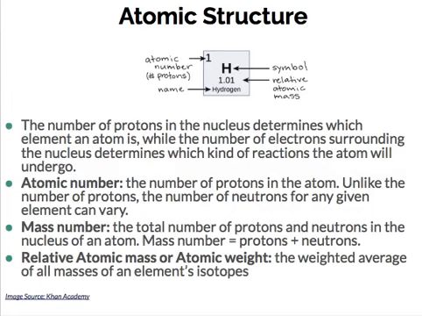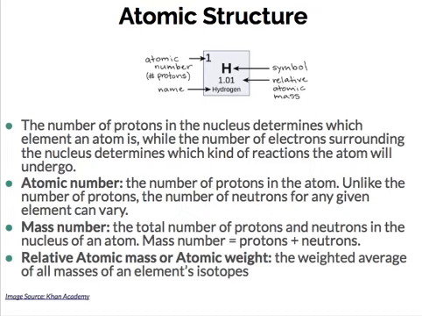So, as mentioned on the last slide, the number of protons in the nucleus determines which element an atom is, while the number of electrons surrounding the nucleus determines which kind of reactions the atom will undergo. The atomic number is the number of protons in the atom. Unlike the number of protons, the number of neutrons for any given element can vary.